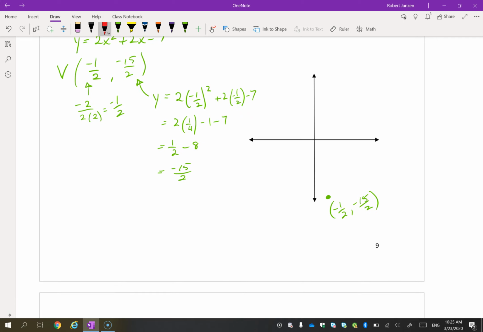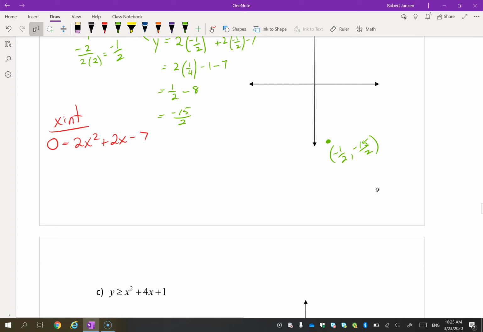Okay, next step, I want to find the x-intercepts. And looking at this one, I have a bad feeling that I'm not going to be able to factor this. So then I need the quadratic formula. So negative b plus or minus the root of 2 squared minus 4 times 2 times negative 7 over 2 times 2.